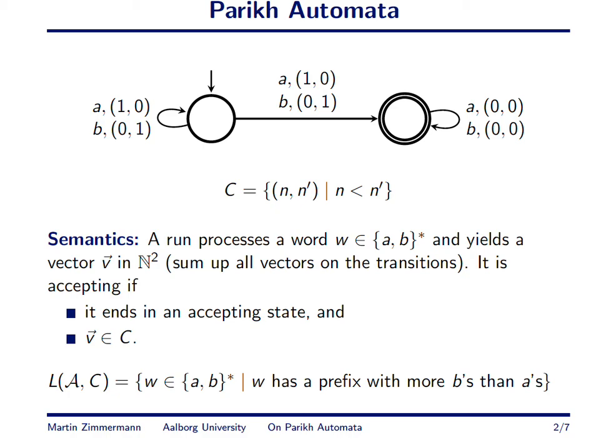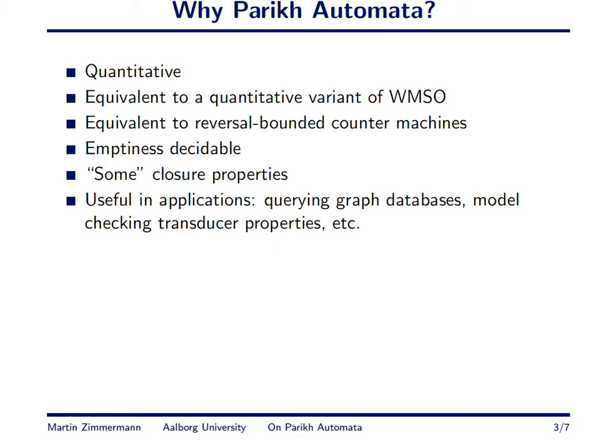So this is the model we are looking at, and why are we looking at it? It's a quantitative extension of the regular languages, so that's always nice. And it has several equivalent definitions: a definition via logic, via counter machines, and it has some nice properties. So emptiness is decidable, so you can do something with it. And it has some nice closure properties, but not all of them. And it turned out to be quite useful in applications. So you can query graph databases, you can model check certain transducer properties, and so on.